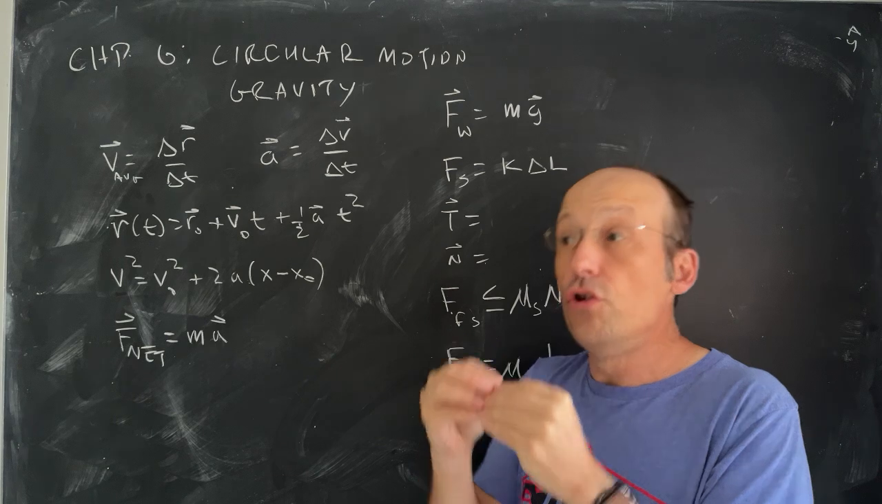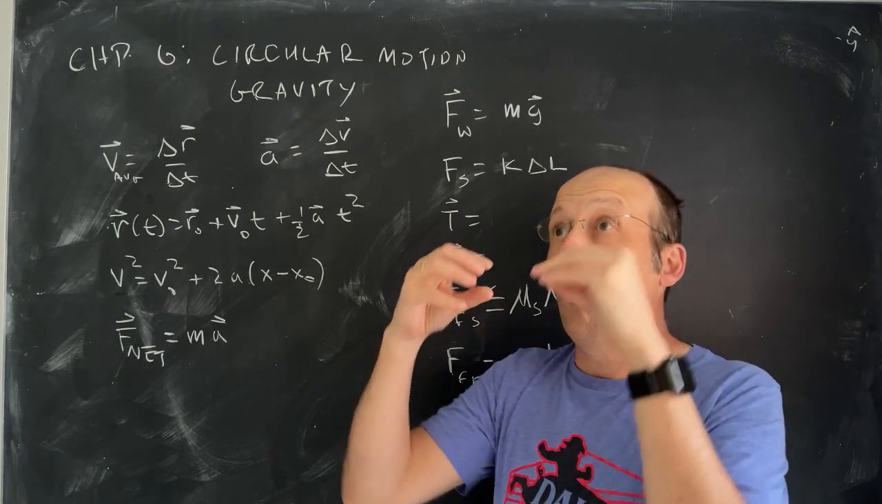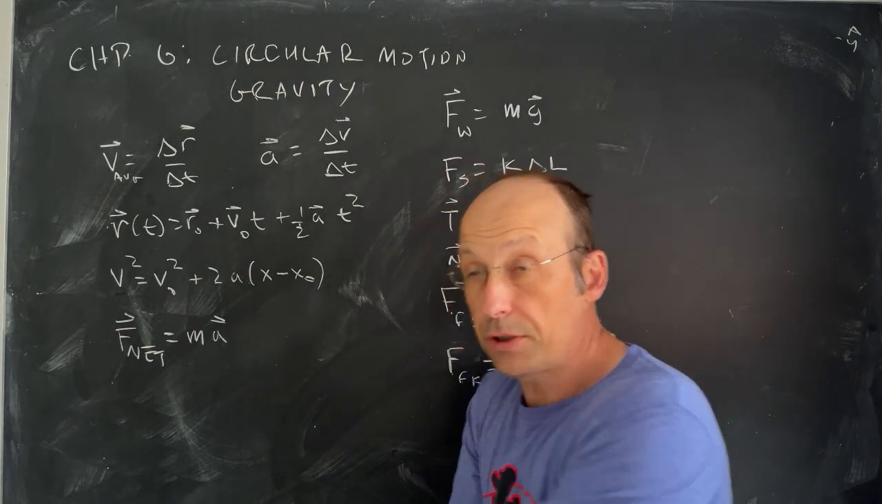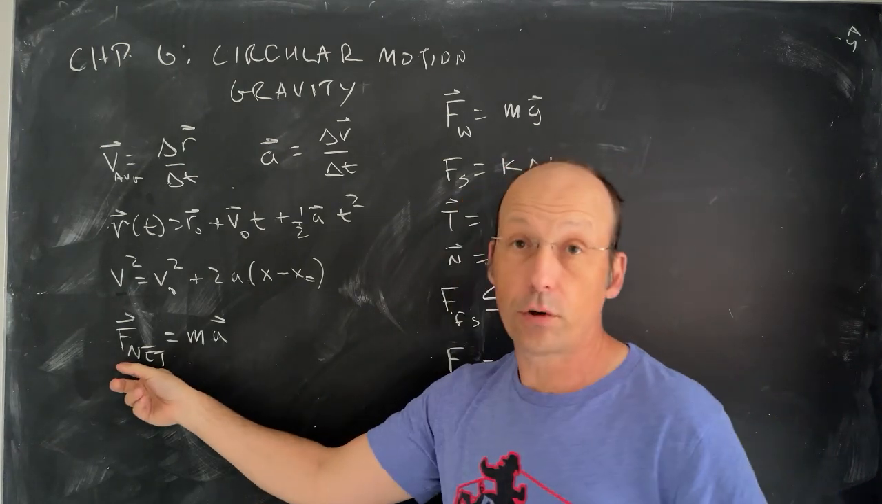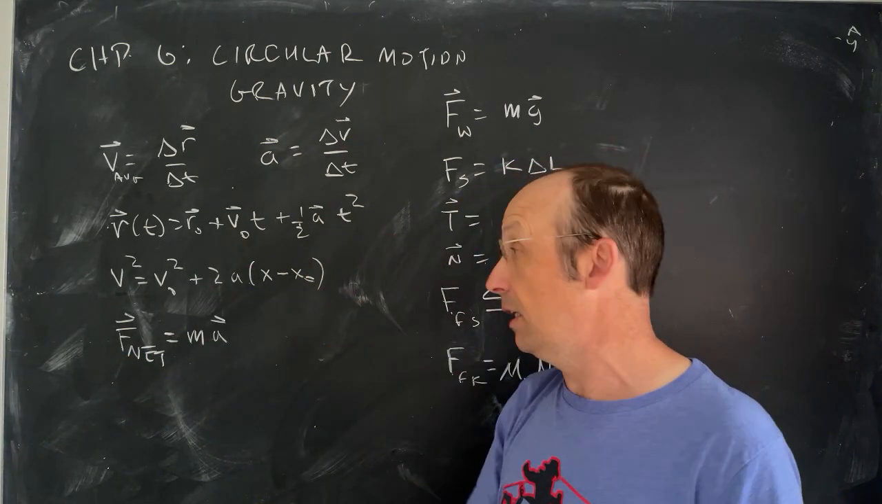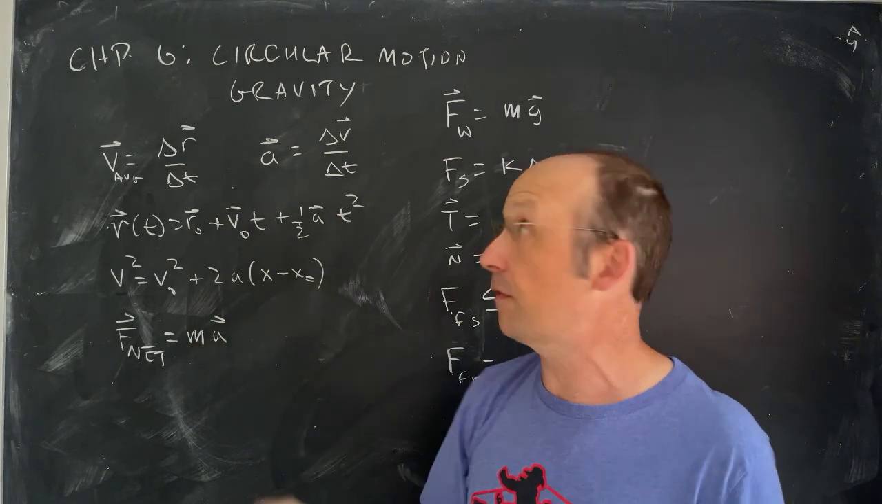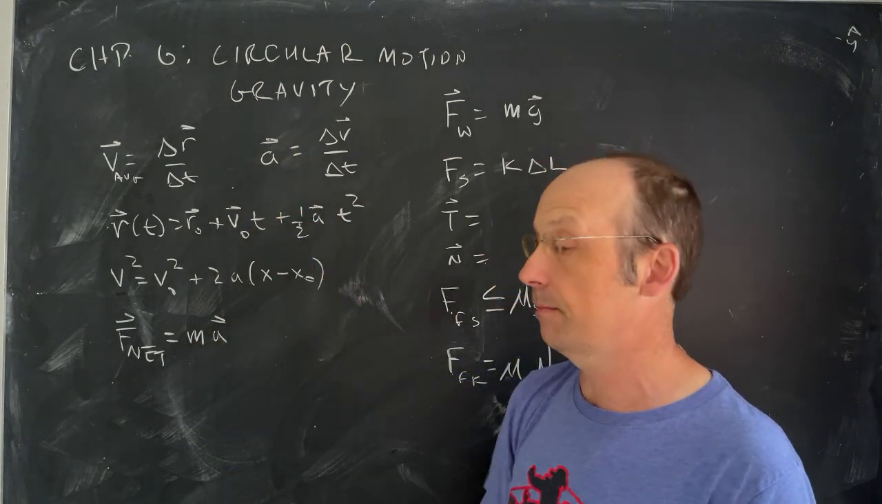Next, we have Newton's second law, which says, what do forces do to objects? They change the motion. They cause an acceleration. So the net force on an object as a vector force is equal to the mass times the acceleration of that object. And yes, that's that same acceleration.